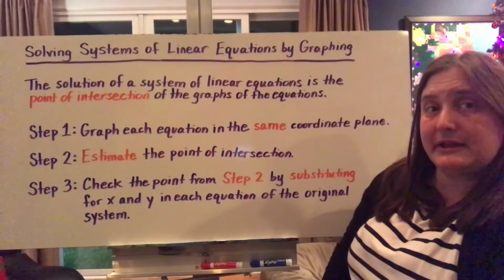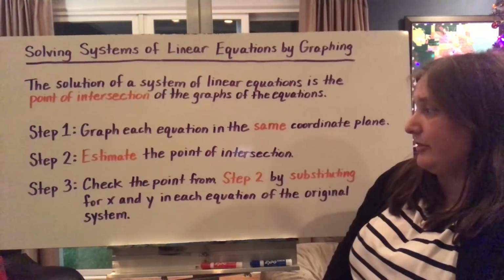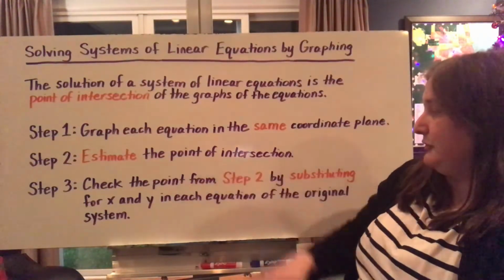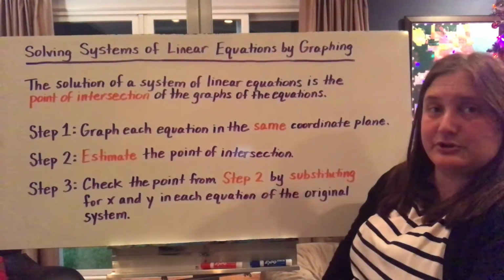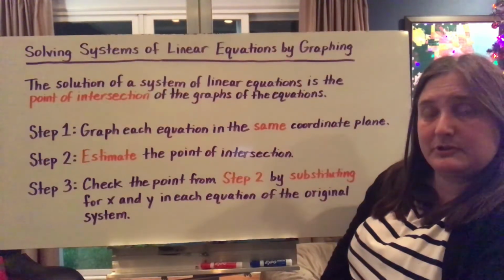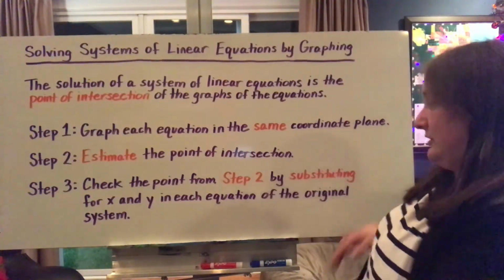Since we're estimating it, we always want to check the point that we estimate in step 2 by substituting for x and y in each equation of the original system, just like we substituted in when we were checking our solutions.